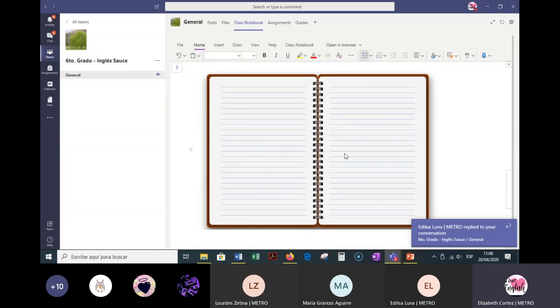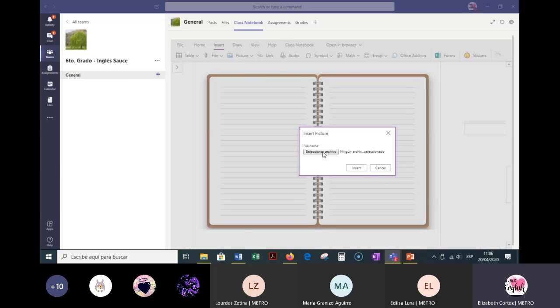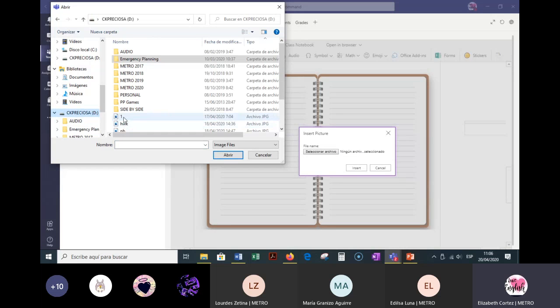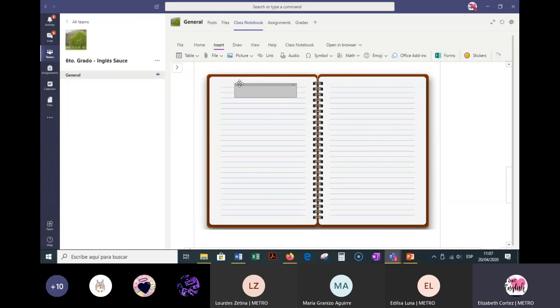And remember to insert pictures. You take your pictures and you click here in a different box. You click Insert, Picture, from File. You select the file from the computer, you open it, and then you insert it. And then you move the picture to here on your notebook.